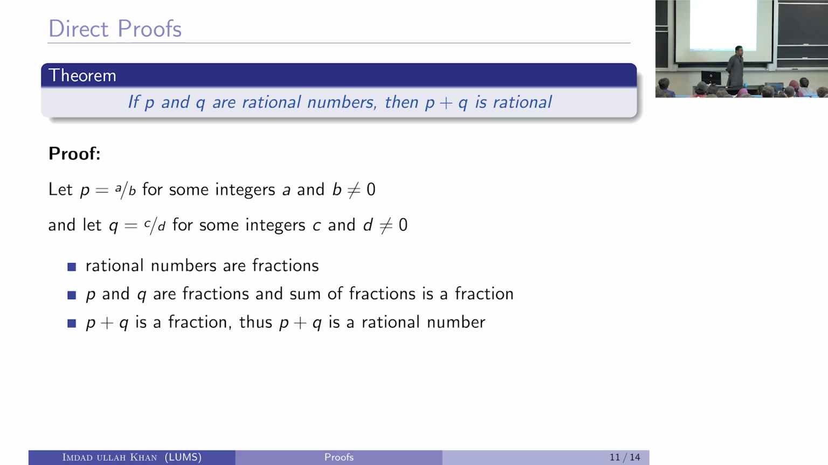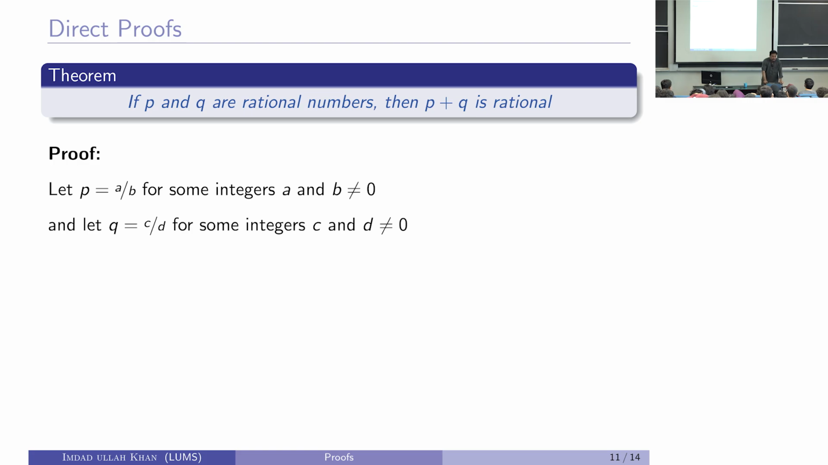Okay, so let's do a proof. Let's say p is a over b, some rational number where a is an integer and b is a non-zero integer, and q is some c over d. c may be equal to a, and d may be equal to b, right? They're allowed to be equal. So q is some rational number c over d, where c is an integer and d is a non-zero integer, right?